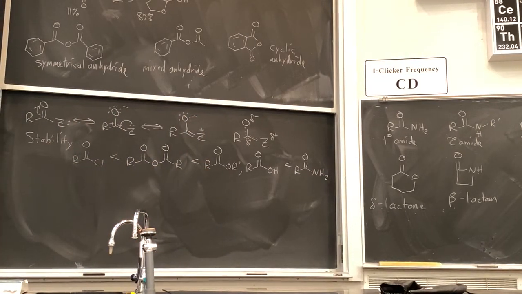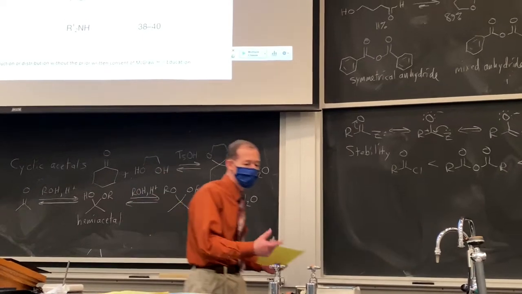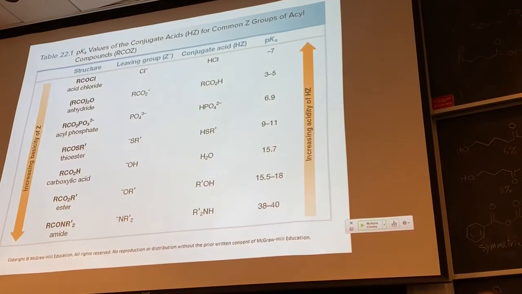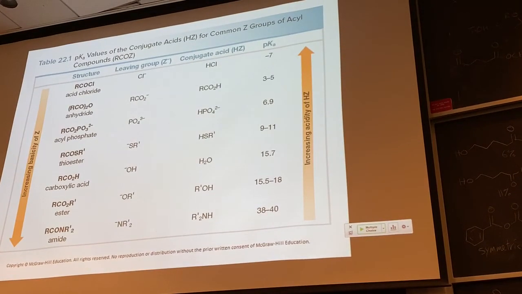So there's a table here in the book that's relating pKa values of the conjugate acids of our Z groups to the relative stability or the relative reactivity of our carboxylic acid derivatives. Okay, so least basic at the top, most basic at the bottom. And we see that based on the pKa's of the conjugate acid. Our least basic Z group has the most acidic conjugate acid. Our most basic Z group has the least acidic conjugate acid.